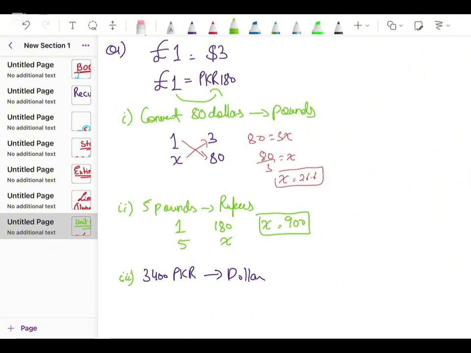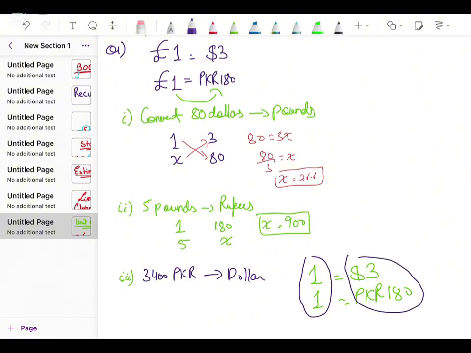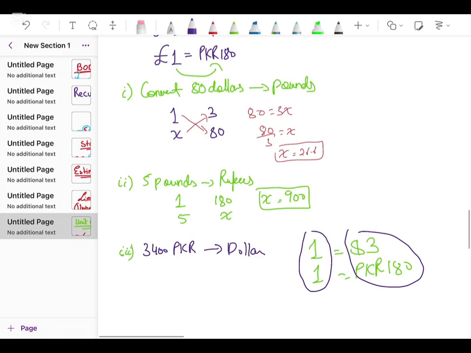The data we have right now is 1 pound to $3 and 1 pound to PKR 180. As you see in both the conversions, the left side is equal. Both are 1. So when the left side is equal, this means that the right side is also equal. That's a simple basic logic. This means that $3 will be equal to PKR 180. So that's how we can get the rate of dollar to PKR.